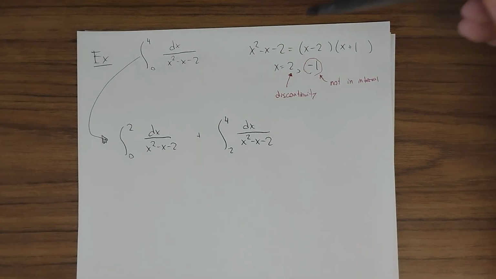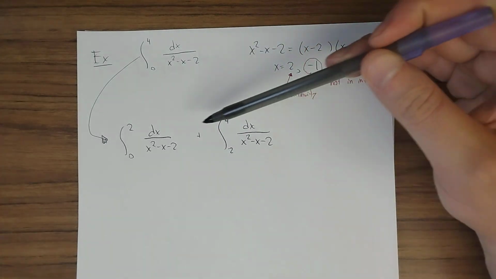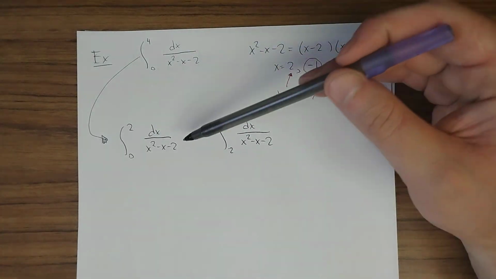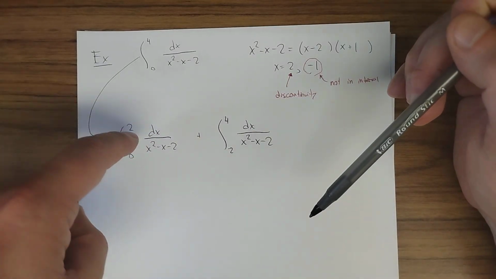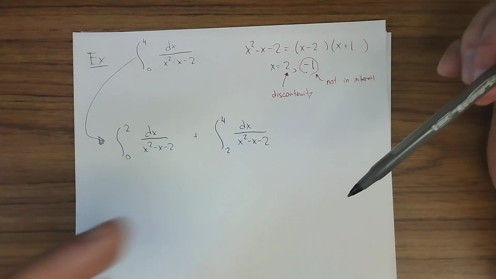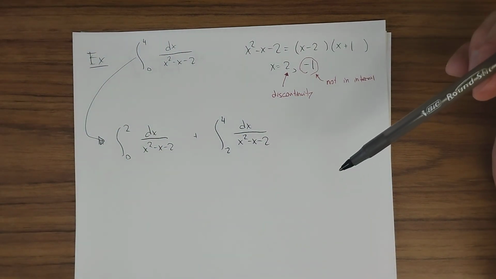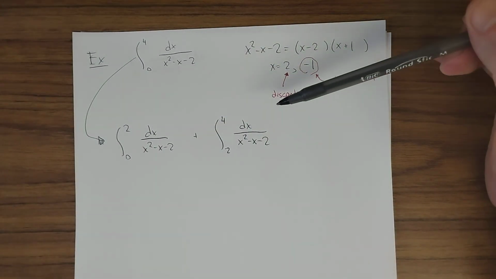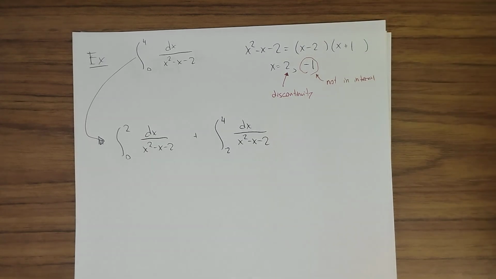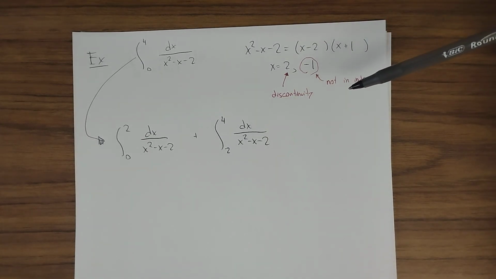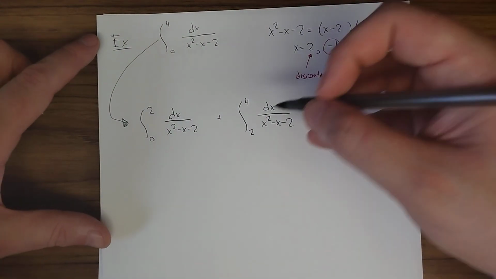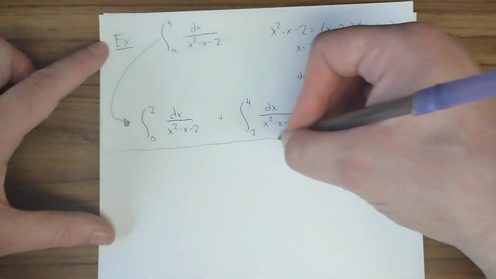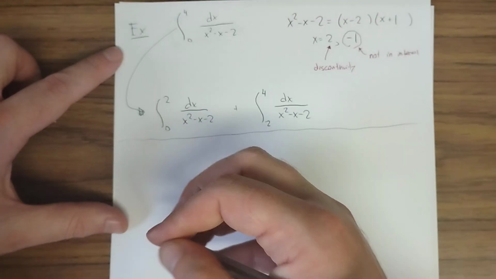All right, now I'm going to do these separately. There's a number of ways this could go. If these both converge, then I would say the whole thing converges, and the answer is just going to be whatever value this one has plus whatever value that one has. If either one of them or both of them diverges, then we would say the whole thing diverges. So let's see what happens. Maybe I'll work on this one.